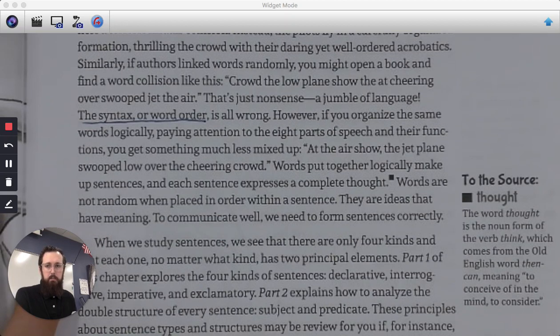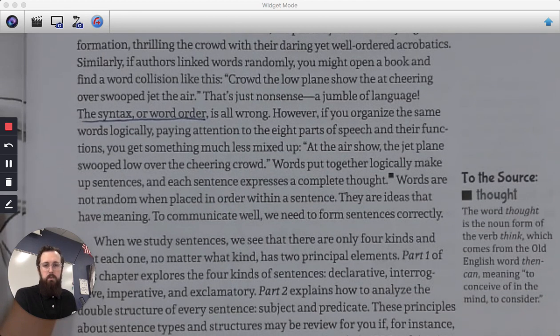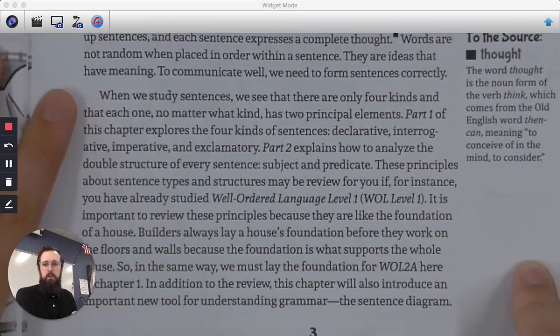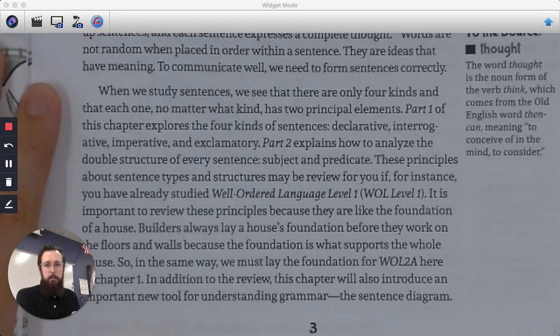Words put together logically make up sentences, and each sentence expresses a complete thought. Words are not random when placed in order within a sentence. They are ideas that have meaning. To communicate well, we need to form sentences correctly. When we study sentences, we see that there are only 4 kinds, and that each one, no matter what kind, has 2 principal elements. Part 1 of this chapter explores the 4 kinds of sentences: declarative, interrogative, imperative, and exclamatory. Part 2 explains how to analyze the double structure of each sentence, subject and predicate.